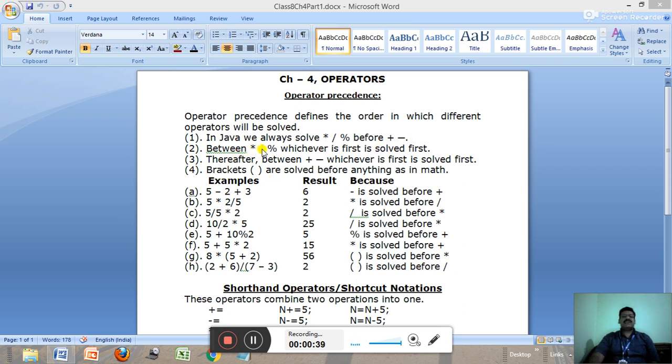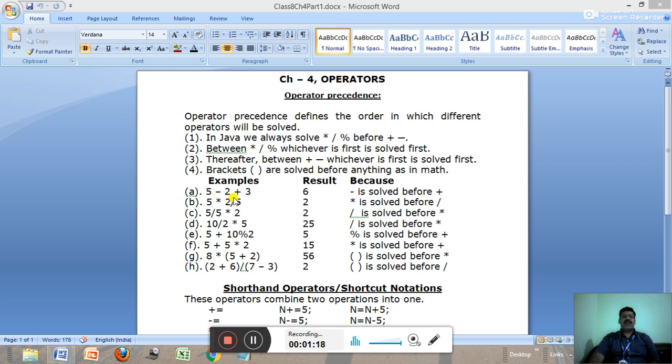Second, between asterisk, slash and modulus, whichever is first is solved first. First means whichever comes left side in the expression is solved first. Thereafter, between plus and minus, whichever is first is solved first. If addition comes left side, addition is evaluated. If subtraction comes from left side, subtraction is solved. 4. Brackets are solved before anything, as in math. The first bracket will be solved, then out of asterisk, slash, modulus, whichever comes first left side will be solved, and at last plus and minus.